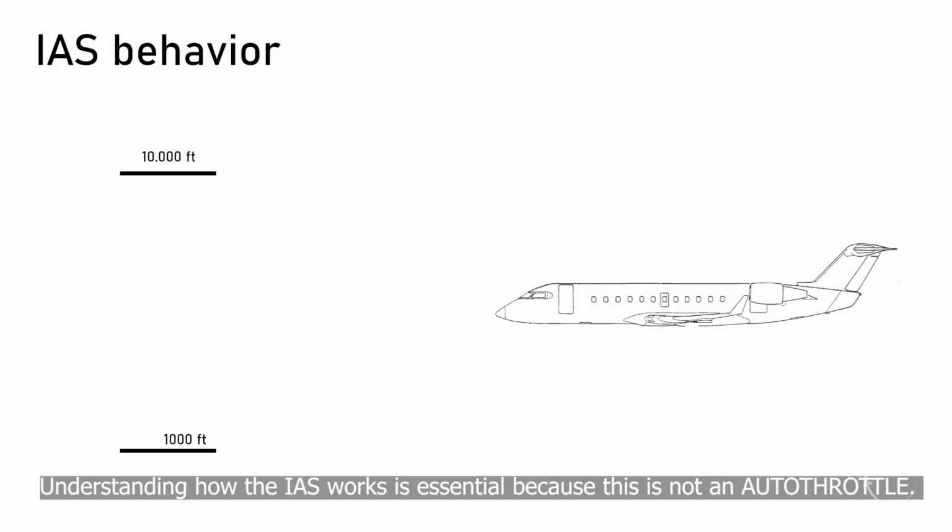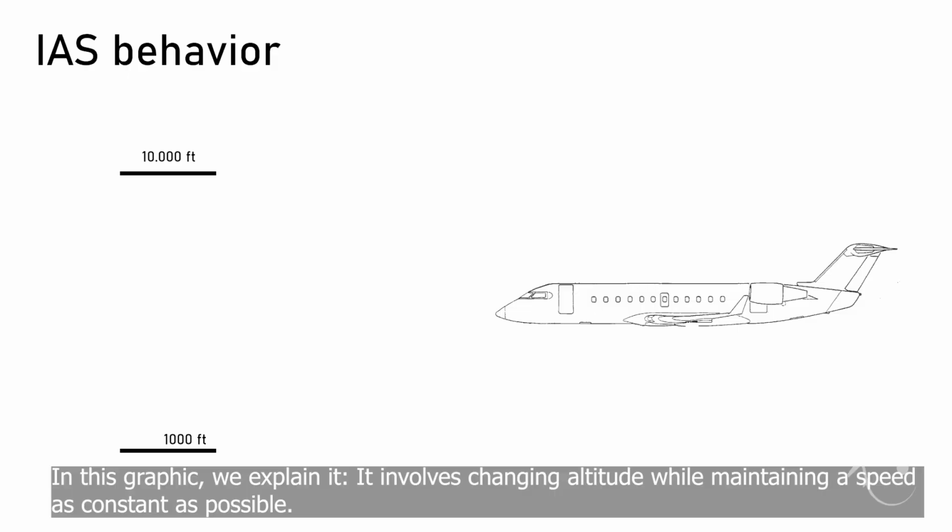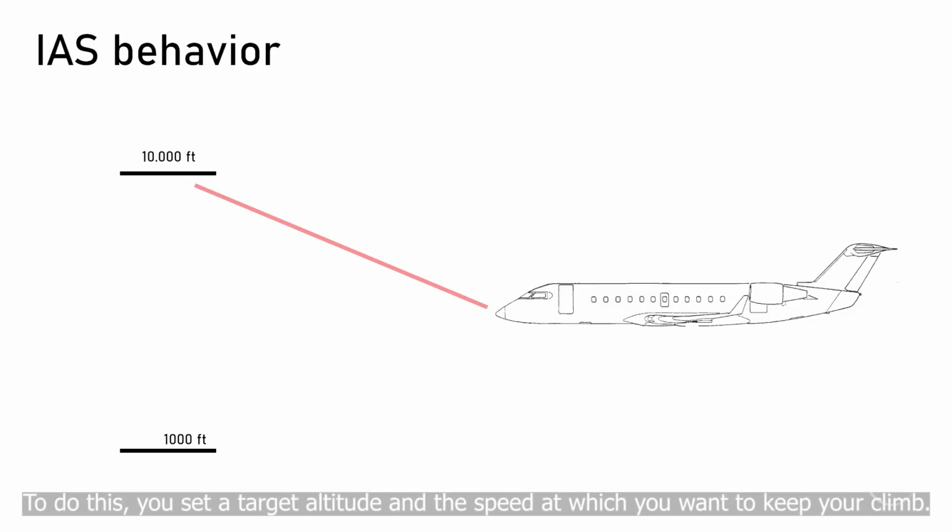Understanding how the EAS works is essential because this is not an autothrottle. In this graphic, we explain it. It involves changing altitude while maintaining a speed as constant as possible. To do this, you set a target altitude and the speed at which you want to keep your climb.